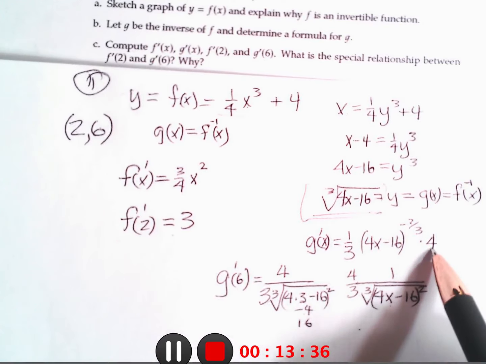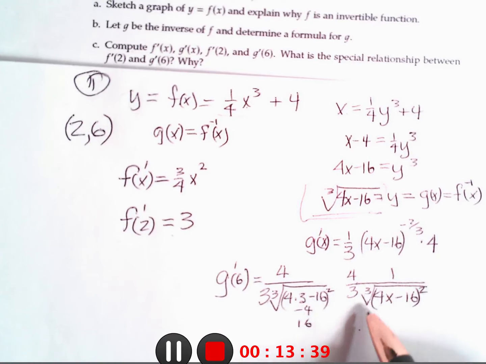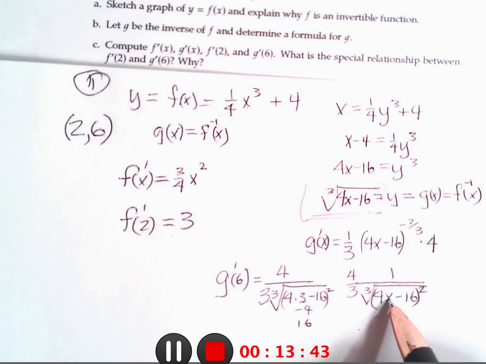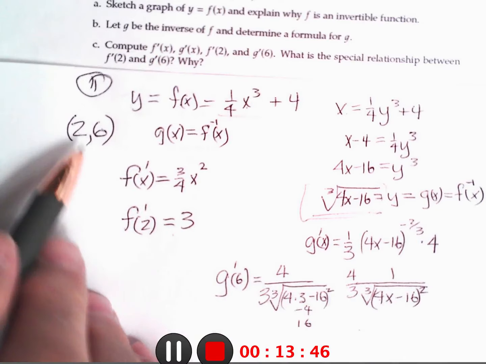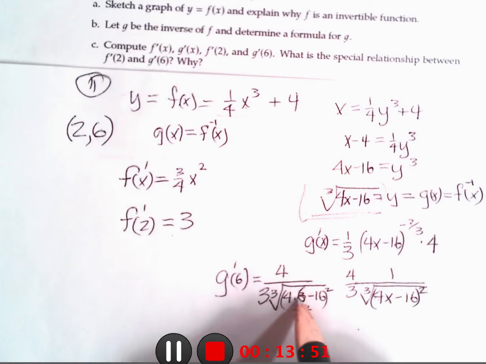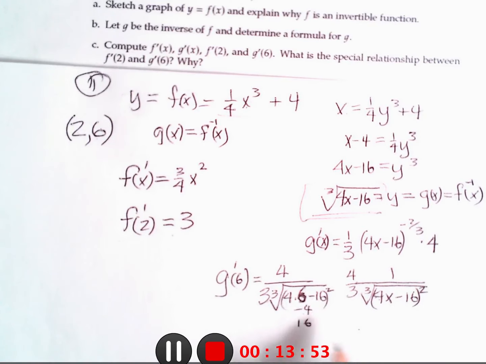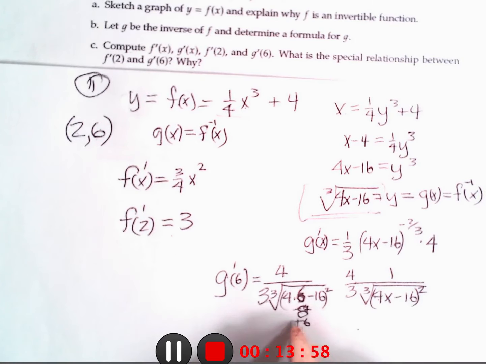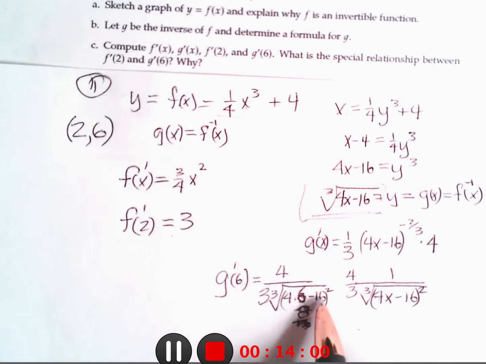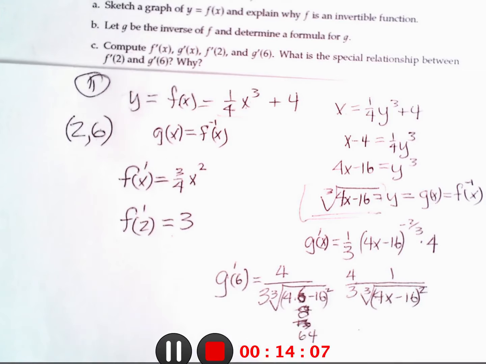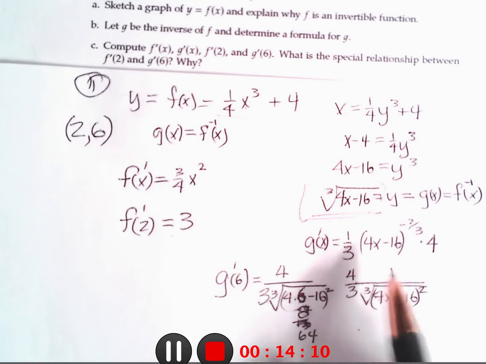So if I put in 4, no, put in 6. Oh, that's what I'm supposed to put in, 6. 4 times 6. There's my mistake. 4 times 6 is 24. Minus 16 is 8. 8 squared is 64. Cube root of 64 is 4.